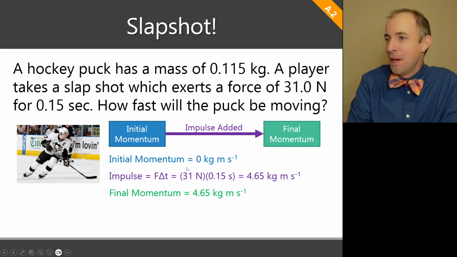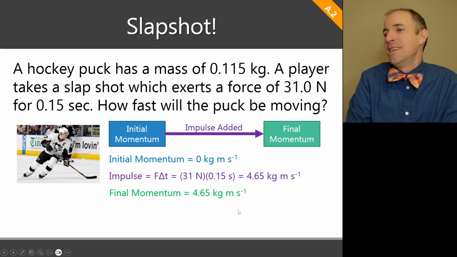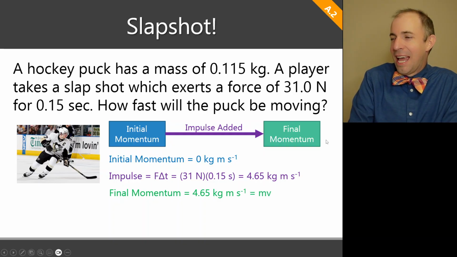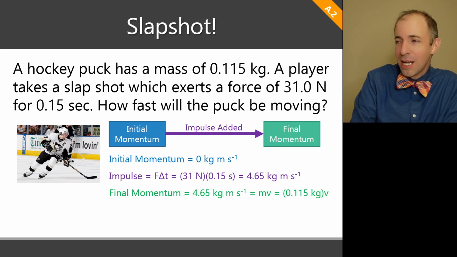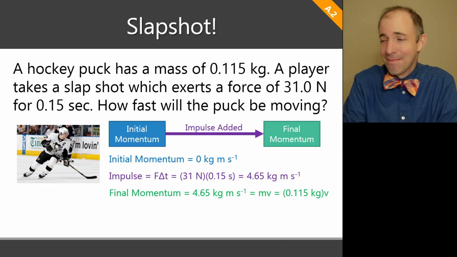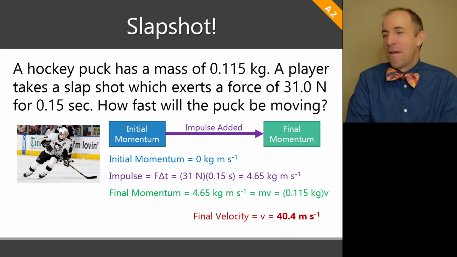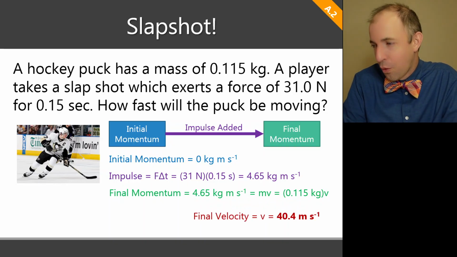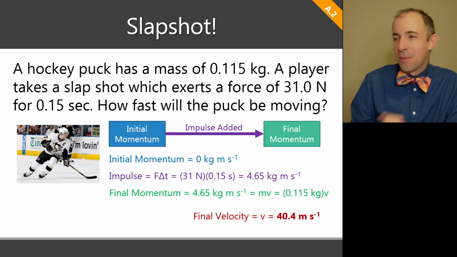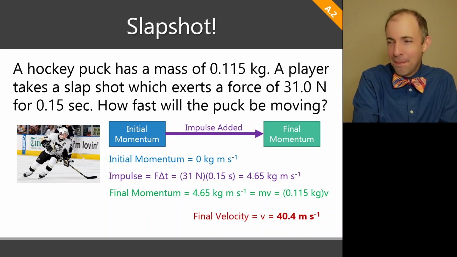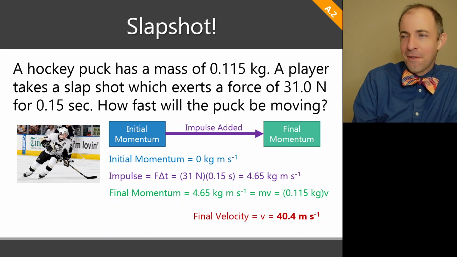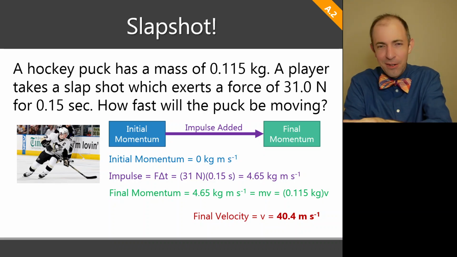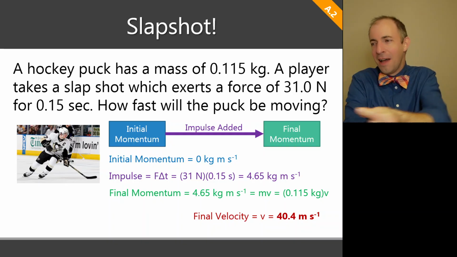And then the final momentum must be that. It's 0 plus the impulse that I've added gives me that final. And that equals mass times velocity, and I know the mass is 0.115 kilograms, so I can solve for v. It's the only thing I don't know. My final velocity is 40.4 meters per second. So my initial momentum plus my impulse gives me a final momentum that I can then use to solve for final velocity.